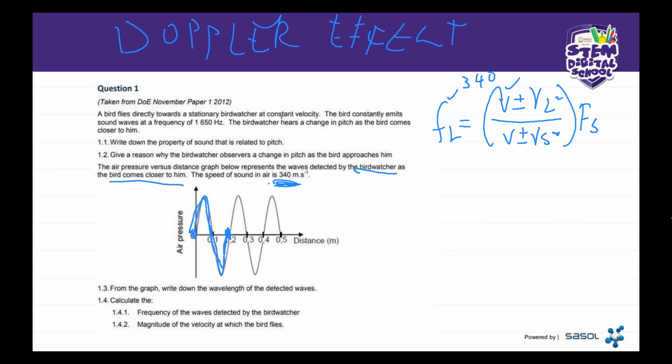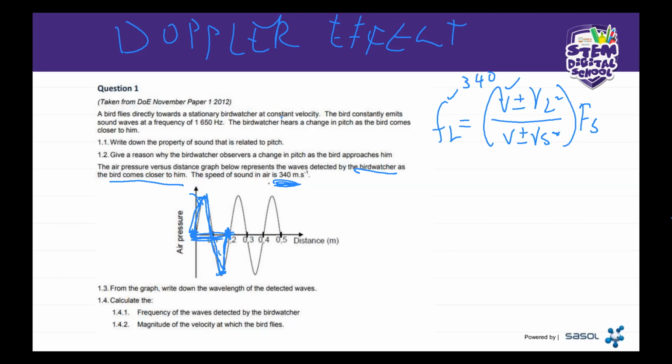The wavelength is the distance between successive crests of a wave, especially in sound waves or electromagnetic waves. So this is a crest, and this is a crest. Two successive crests, from here to here. So this is our wavelength.